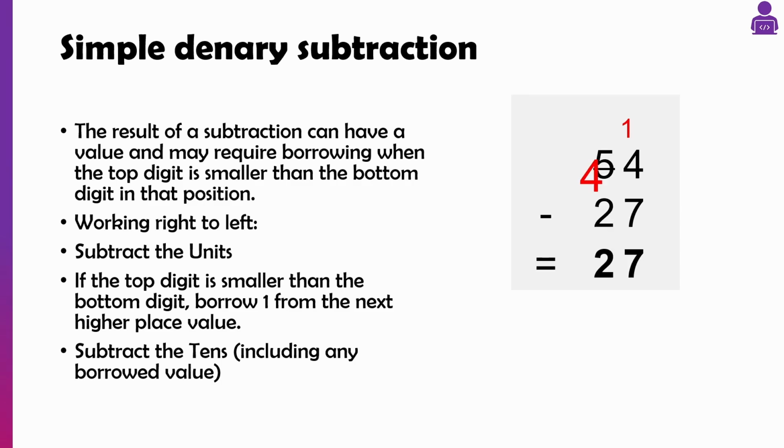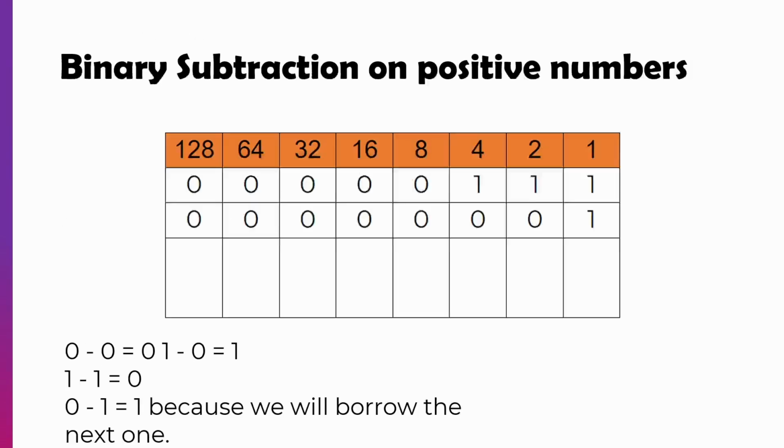So in this example, we've got 54 take away 27. In our first go, we're going to do 4 take away 7, which we can't do. So we have to take 10 from the next column. We borrow that 1, we subtract that 1 from the 5 to make 4. So we've now got 14 take away 7, which gives us 7, then 4 take away 2, which equals 2. That's how we do it in normal maths.